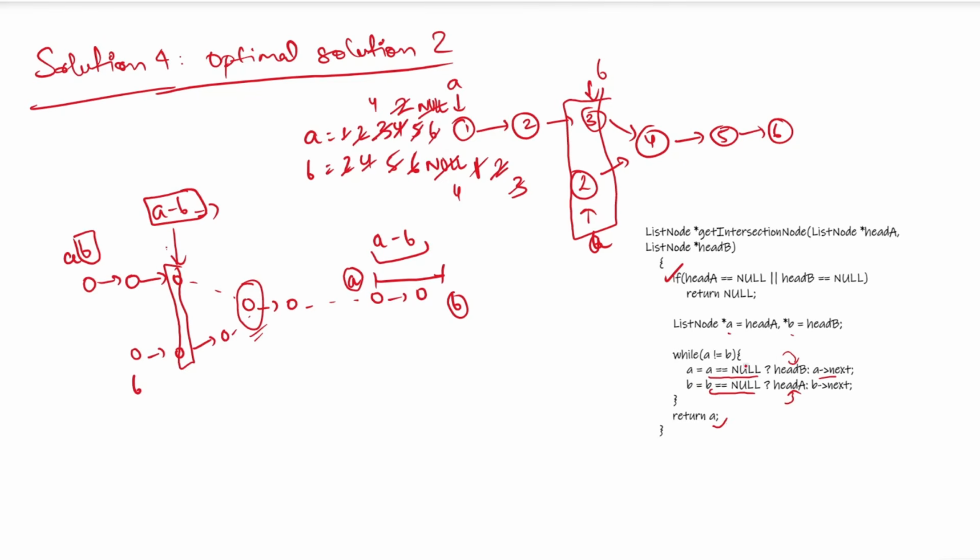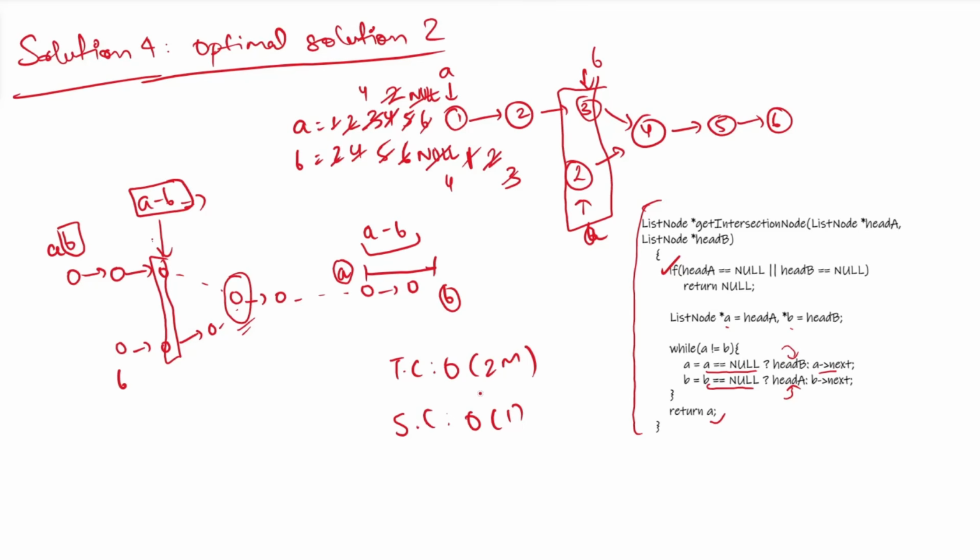It may be possible both of them are null, or it may be possible both of them point to the intersection point. So this is the simplest and the best solution, and the time complexity of this solution will be O of 2n and the space complexity will be O of 1. These are the 4 solutions that you can tell in your interview depending upon the time you have.